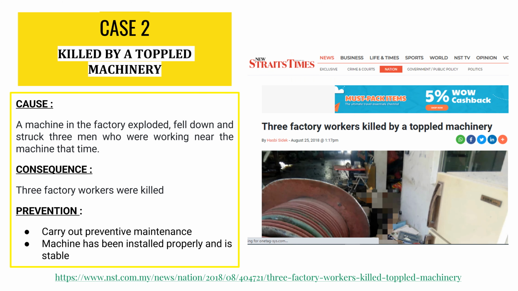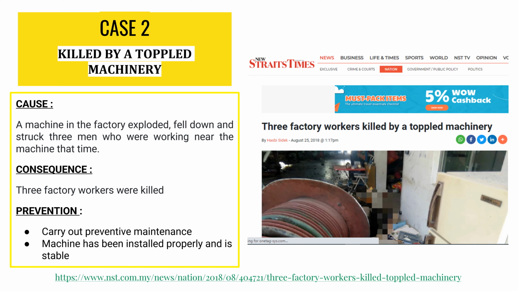Next, we go to the next case, which is three factory workers killed by toppled machinery. This incident took place in Kundang Industrial Park, Rawang. Based on the initial information, around 11 in the morning, a machine in the factory exploded, then fell down and struck three men who were working near the machine at that time. Two Malaysian and one Bangladeshi worker were killed in the incident. They were pronounced dead at the scene by the paramedic.